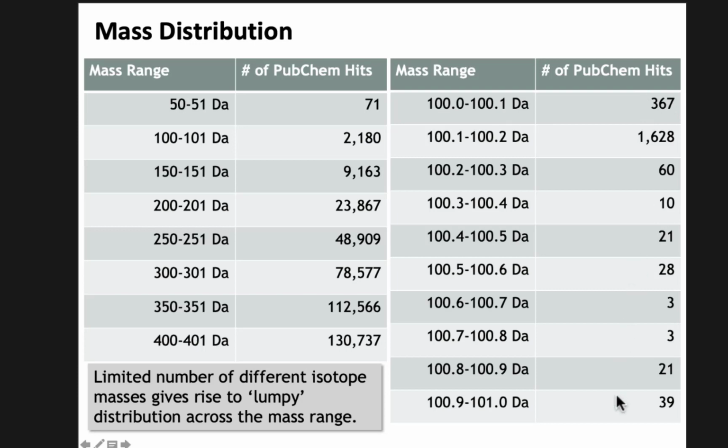And you see that they are not spread out through this mass window evenly. But the vast majority is actually between 100.1 and 100.2 Dalton. Why? What's wrong with 100.6 to 100.7 Dalton? Why does nobody want to be there?